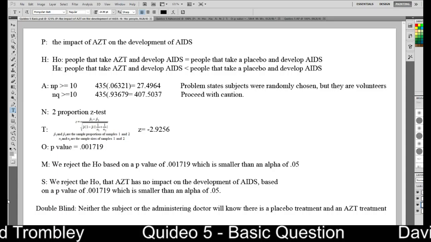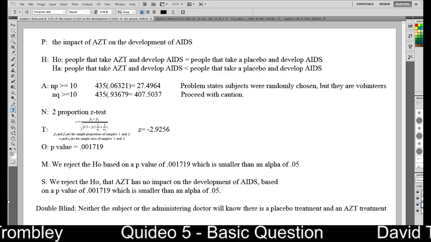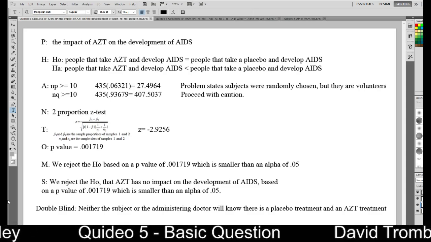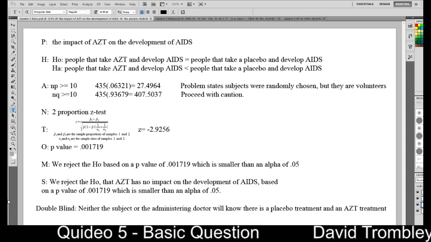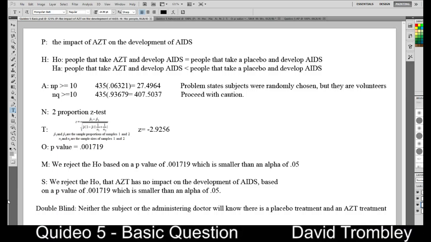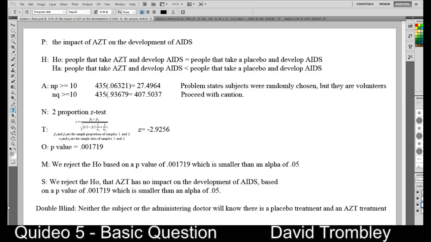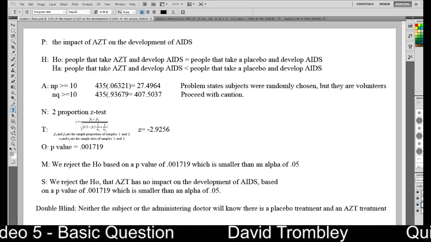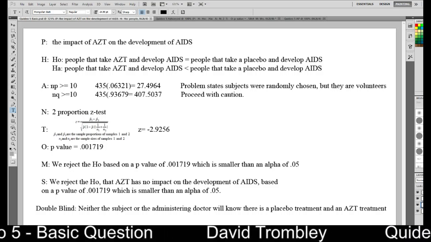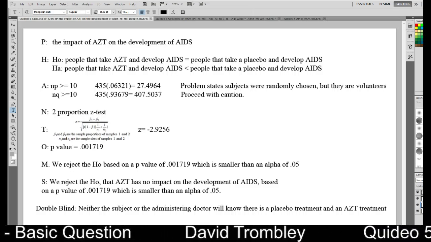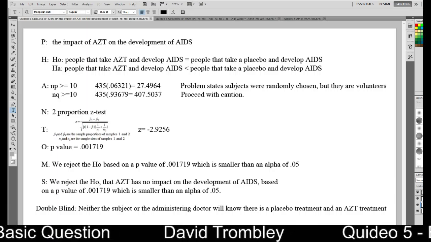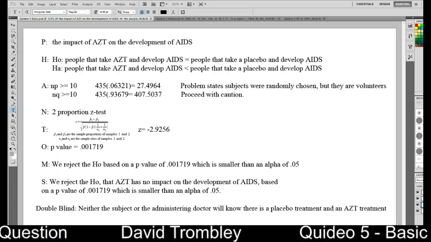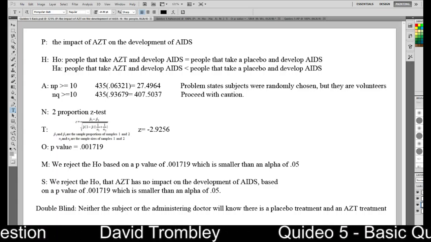And then the last part, the experiment was double-blind, and explain. Double-blind means neither the subject nor the administering doctor, really in this case, will know whether there is a placebo treatment or an AZT treatment. They will only know that they are giving out a treatment to every single person. Neither the subject nor the doctor will know what they're giving or getting. Only the person in charge behind the plan will know that there are 2 different treatments. And that's all for the basic question.